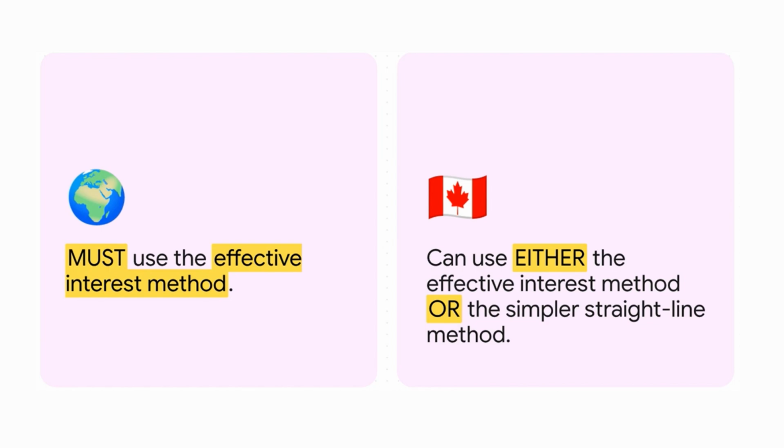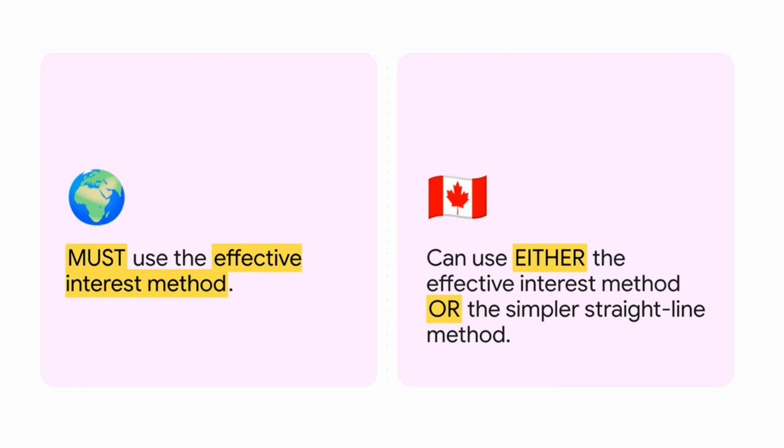That straight line option makes things a little simpler, and it's one of the ways ASPE is designed to reduce complexity for private enterprises. So let's put it side by side. IFRS must use fair value initially, must apply the effective interest method going forward. ASPE, fair value concept still applies, but you have the option to use straight line amortization for interest. That might sound like a small detail, but it can lead to different reported interest income, especially for longer-term notes.